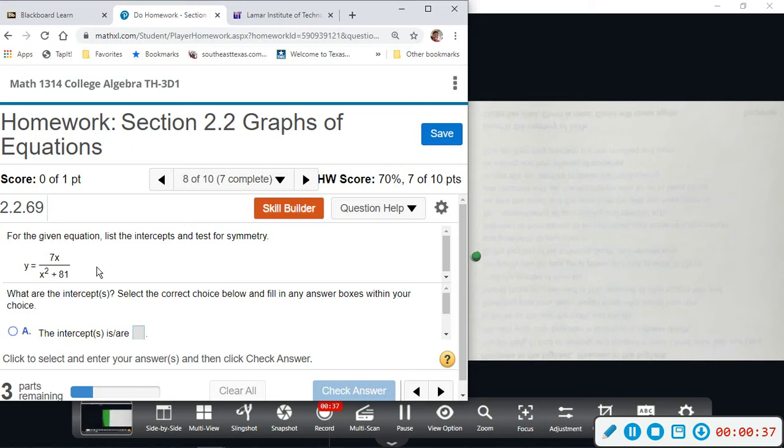And I'll try to do both of them here. It just takes a little bit more time. So let's do the intercepts first and show you the difference.